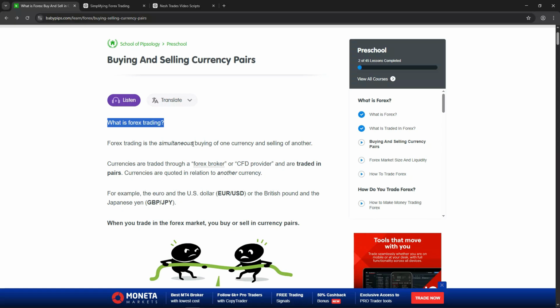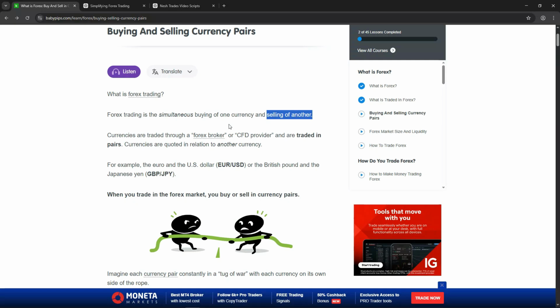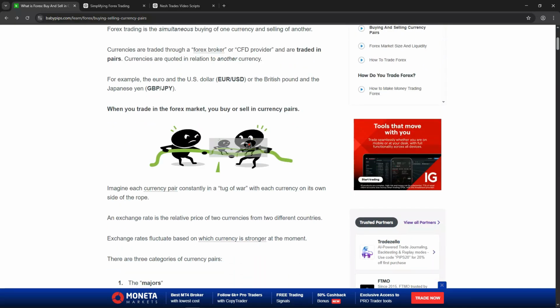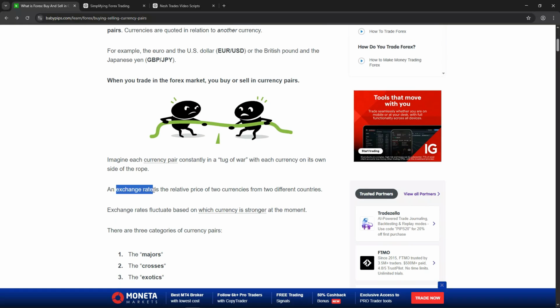Forex trading is simply the buying of one currency and selling of another at the same time. This is because currencies are always traded in pairs like Euro USD or GBP JPY. So whenever you place a trade, you are buying one currency while selling the other. You can think of it like a tug of war, where each currency is competing to become stronger. The exchange rate then shows the value of one currency compared to the other, depending on which one is stronger.